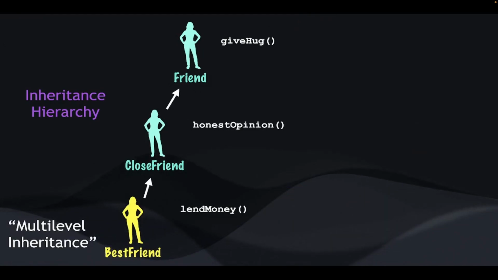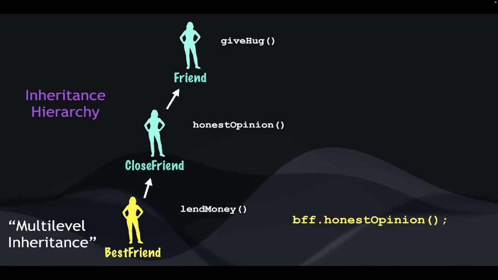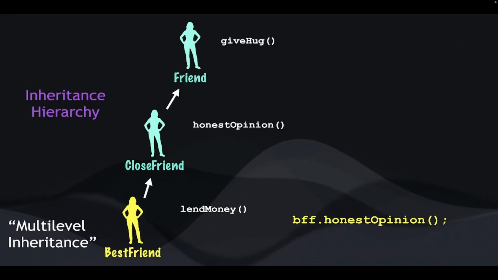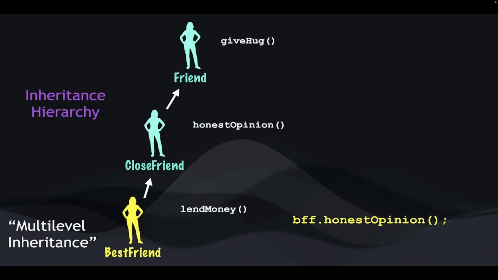Now, because these inheritance hierarchies can get complicated and big, it's important for us to understand how method calls work. So let's imagine that we have an instance of the best friend class, and we're going to call it BFF. And we want to call the honest opinion method for that BFF. We need to ask them about a pair of shoes we're thinking about buying. So here's what the compiler does. It's going to look and see that, okay, BFF is an instance of best friend.